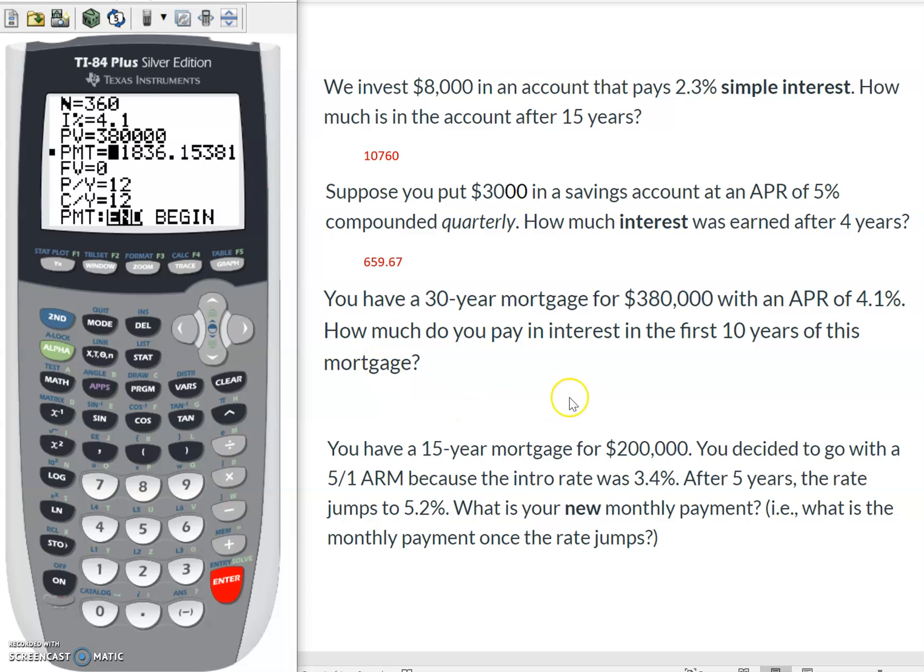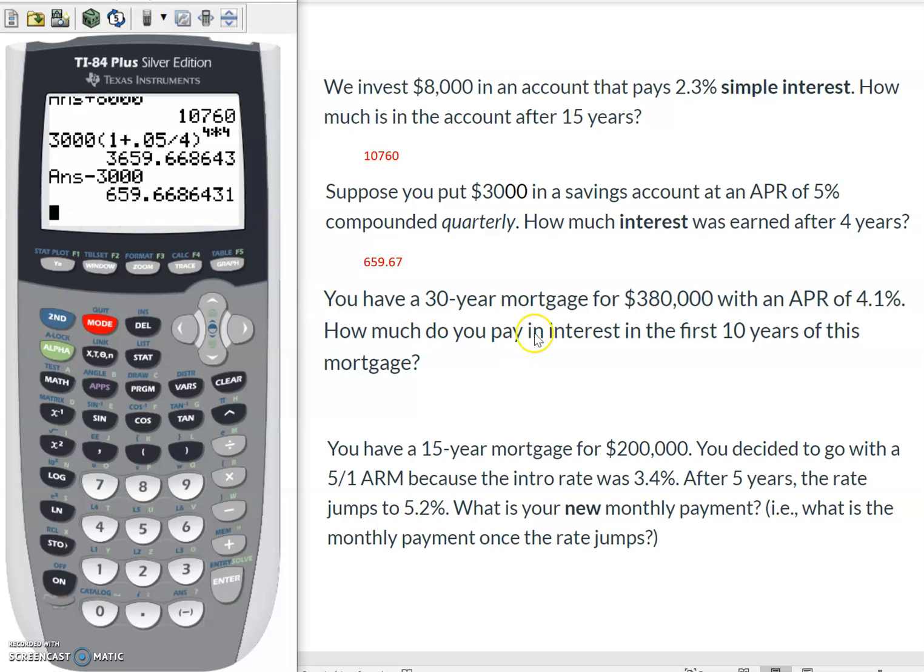We're not asked about the monthly payment in particular, but we do need to solve for this. So now everything is set up, this is all locked in, and we can exit back out.